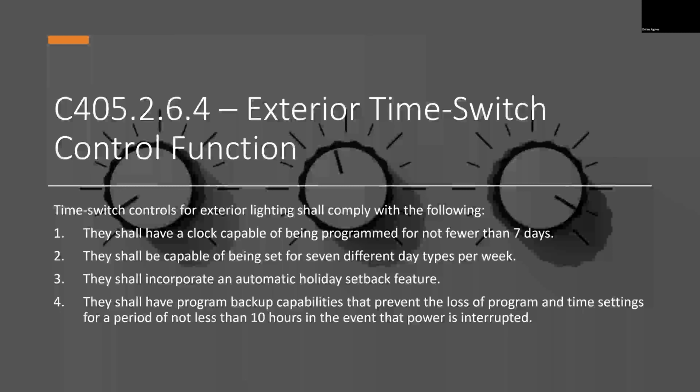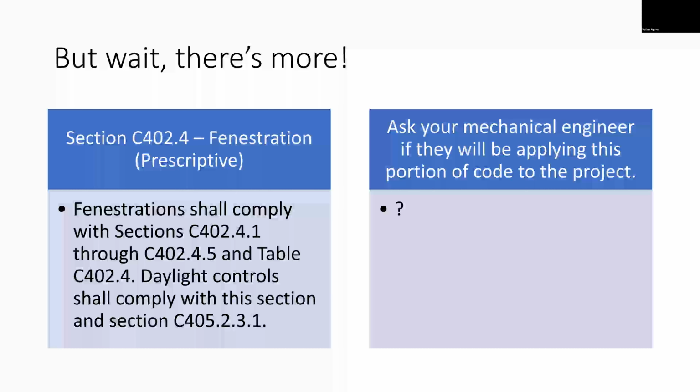Okay. So that's the end of C405, but wait, there's more. There's additional sections that apply for lighting. The one I'm going to go over most is 402.4. 402 deals with building envelope, so specifically, we're going to go over the fenestration sections in there. So ask your mechanical engineer if they will be applying this portion of the code to their project.